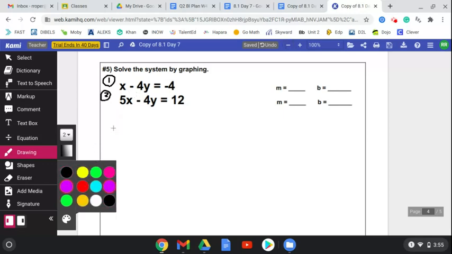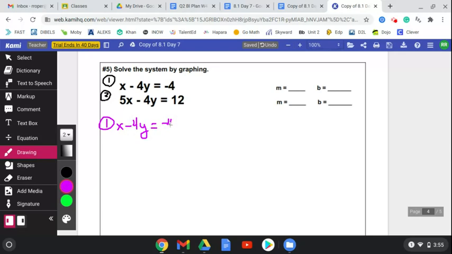So let's first solve equation 1. Let's put it in slope-intercept form. That way we can graph it. So here's equation 1, x minus 4y equals negative 4. I need to get y by itself, right? So we've practiced this before. We're using the same steps to solve equations that we've always used since like August. So I'm going to move x to the other side by subtraction.